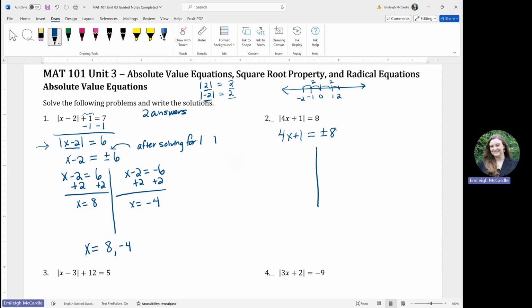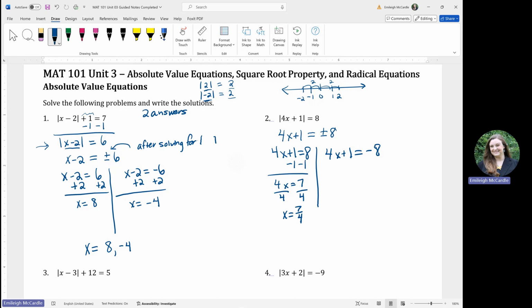And then from there, we're going to separate this into 4x plus 1 equals 8, and 4x plus 1 equals negative 8. And then we're going to solve each one of those. So subtract 1 from each side to get 4x equals 7, and divide by 4. And that gives us x equals 7/4.